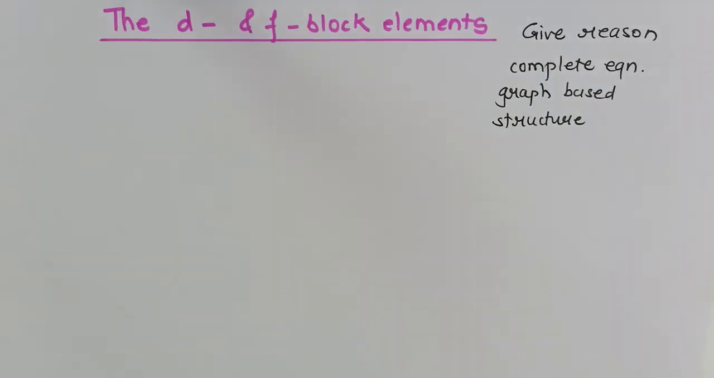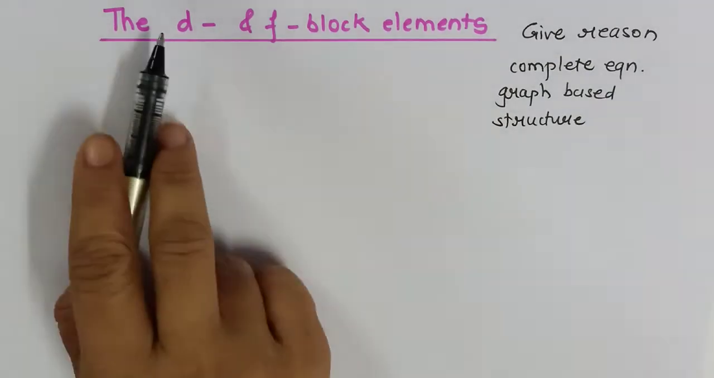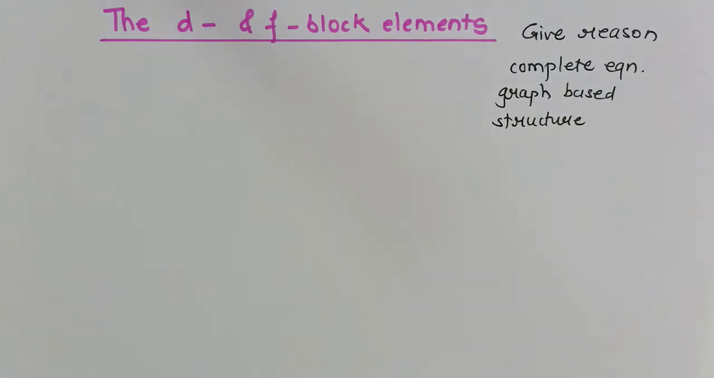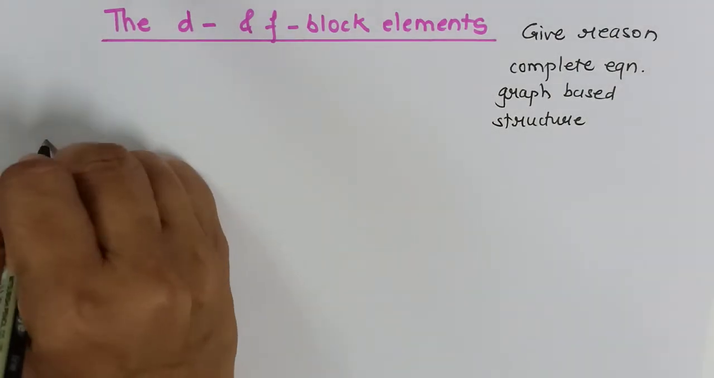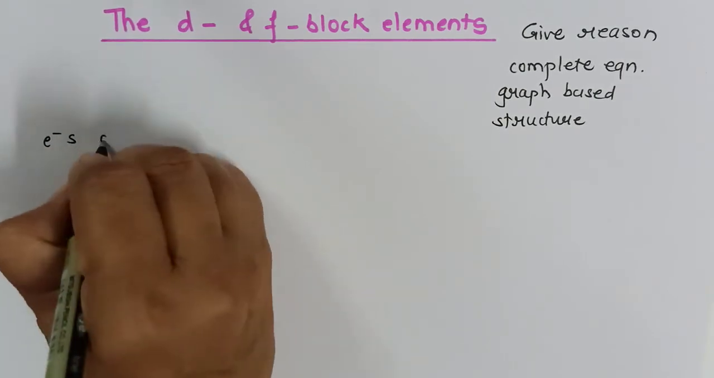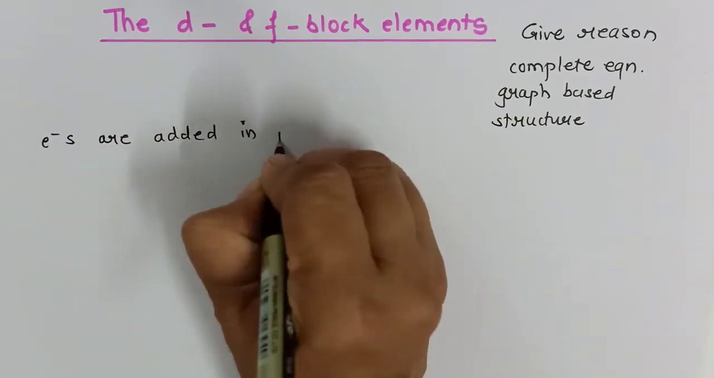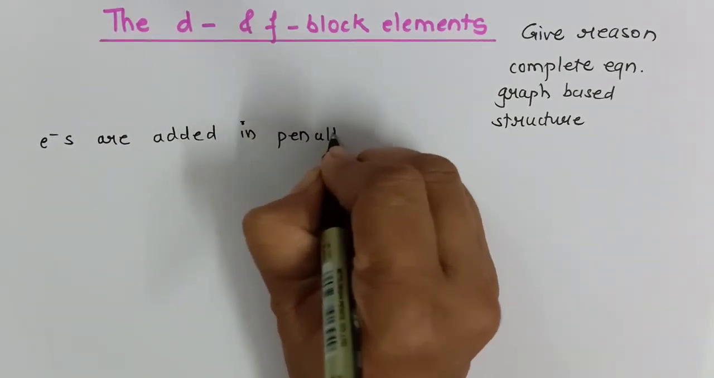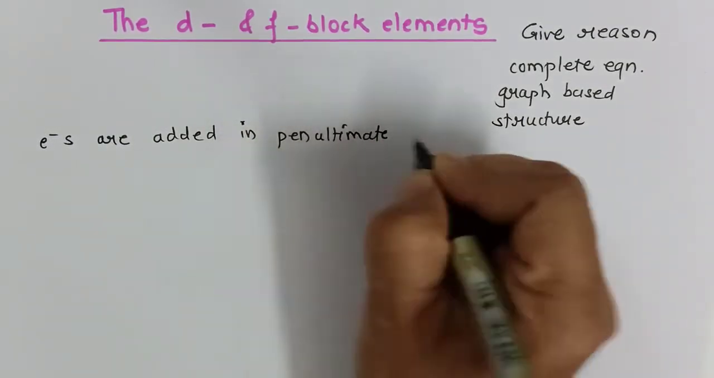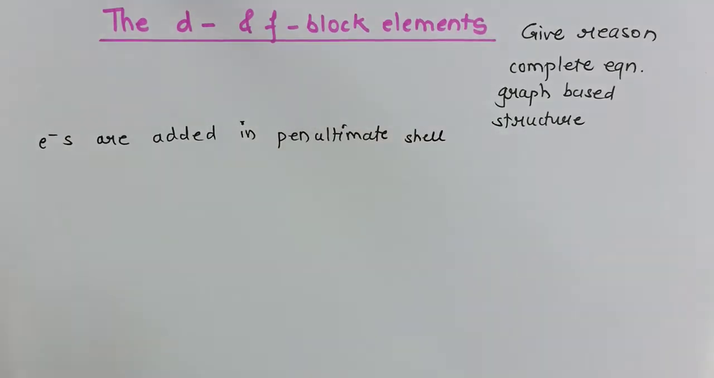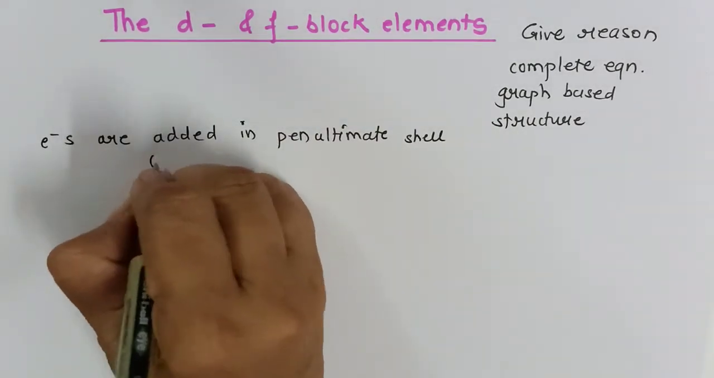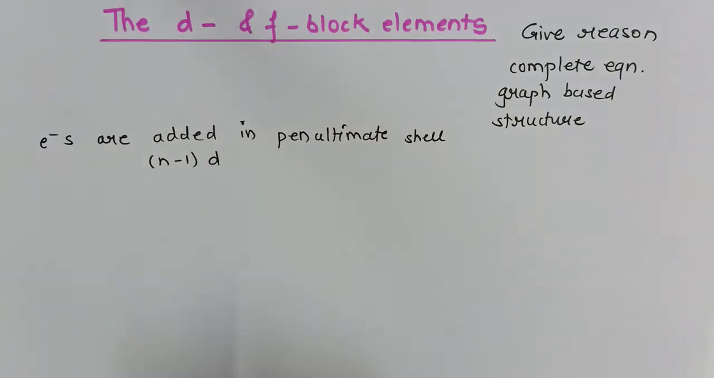First of all, let us discuss why the name D block element is given to them. The name D block element is given to them because in this the electrons are added in the penultimate shell, that is, I will say, second last shell, (n-1)d. In this shell, electrons are added and therefore the name is given D block elements.